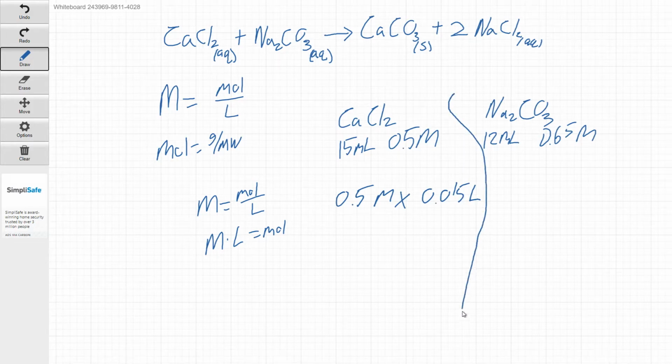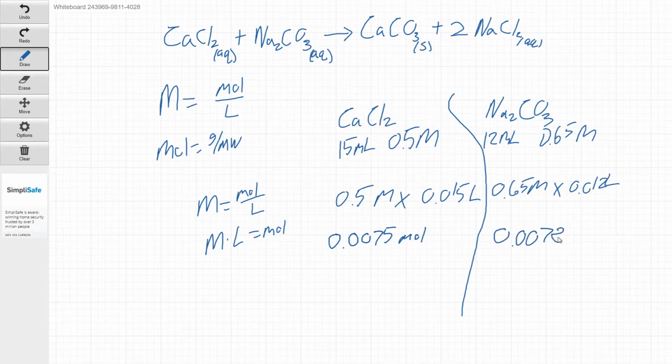I'm going to draw a line to keep this separate. Same thing on this side: we have 0.65 molar times 0.012 liters. If we do the math on both of these, we get 0.0075 moles of calcium chloride, and for sodium carbonate, we get 0.0078 moles.